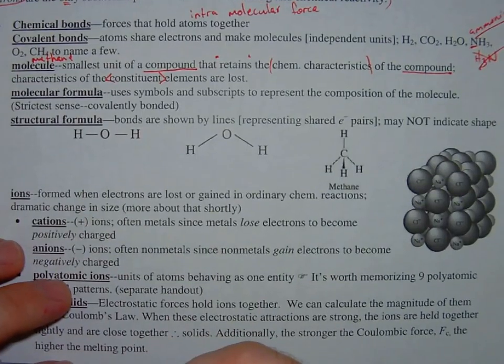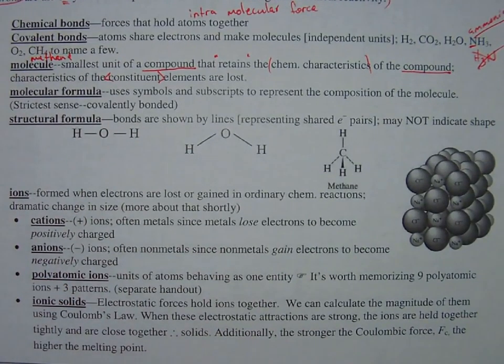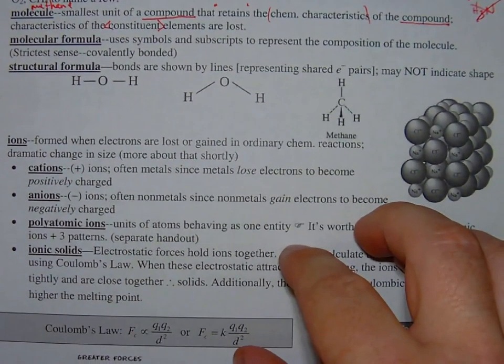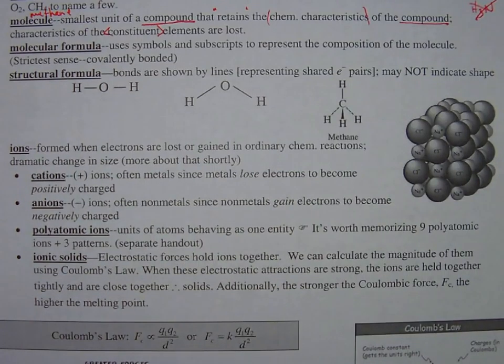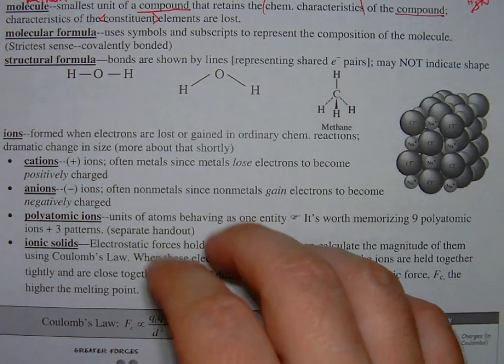Now, there are a couple different ways that we can communicate what type of molecule we're talking about. We can have the molecular formula, the type of which we wrote up here, where we use symbols and subscripts to represent the composition of the molecule. We also have the structural formula, where we actually show what elements are bonded to what elements. The bonds are shown by lines, okay? So each line represents a shared pair of electrons, and it doesn't necessarily indicate the shape. Sometimes they do.